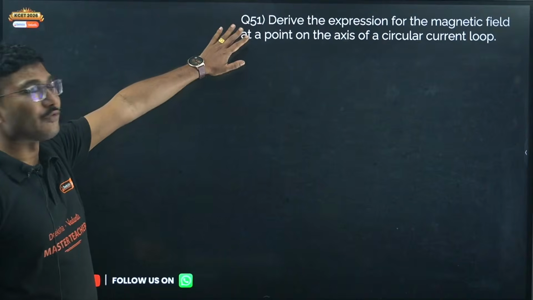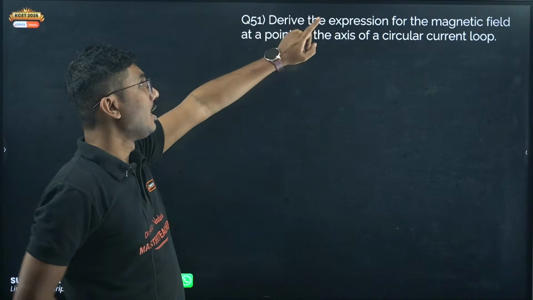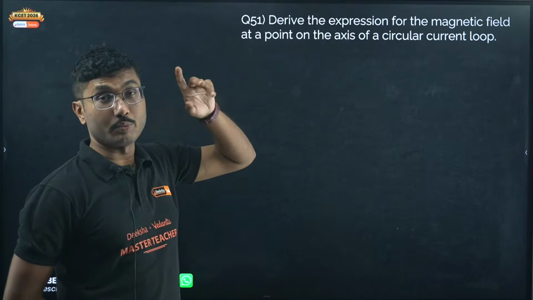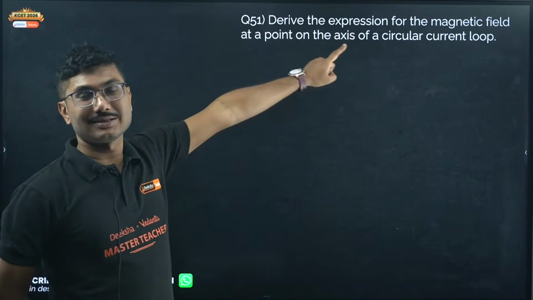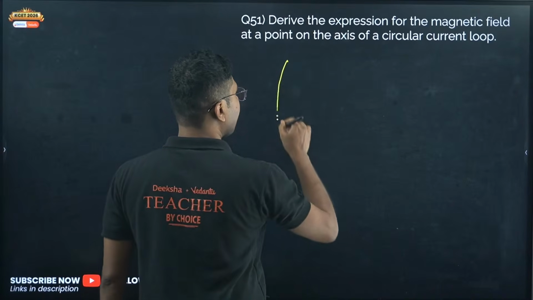But this is also a very important question for this year. Okay, you should practice this derivation. Derive the expression for magnetic field at a point on the axis of a current loop. 90% chance this will come. Okay, this will come in your tomorrow's exam.